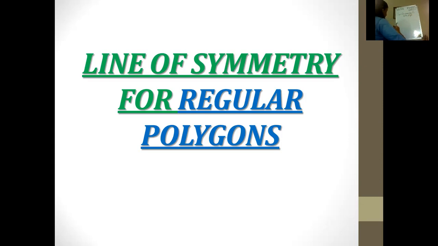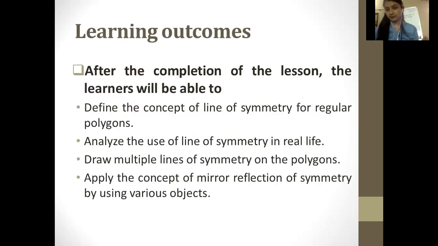Also, I would like to ask you: polygons are basically closed shapes, isn't it? Shapes which are closed. Okay. So what about the line of symmetry in this case? We will be doing that next. First of all, let me tell you the learning outcomes for today's class.